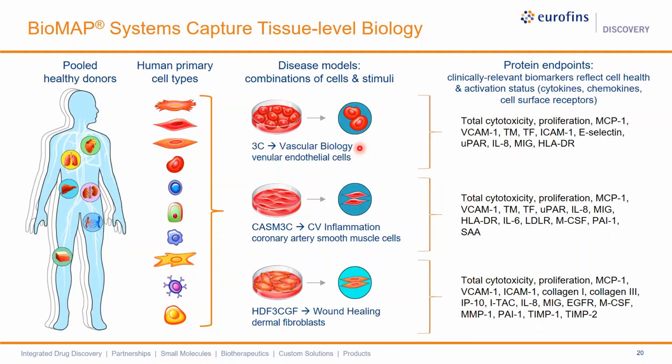So for all these 3 types of assay, we look at the total cytotoxicity in addition to looking at the proliferation, the cytokines, chemokines, and then there are some general markers like MCP1, VCAM1, TF, and all of that. But then there are some very specific ones like IL-8, HLA-DR, and other stuff that are very specific for each of these assays. So that way, we are giving a totality of the cell cytotoxicity in addition to specific biomarkers for human drug compounds.